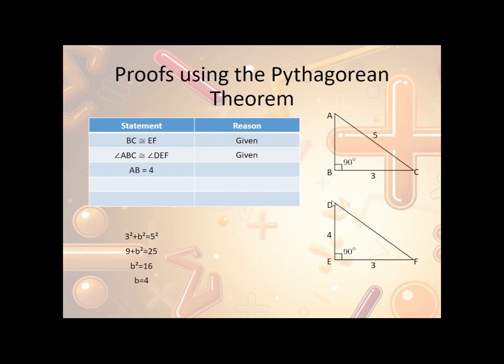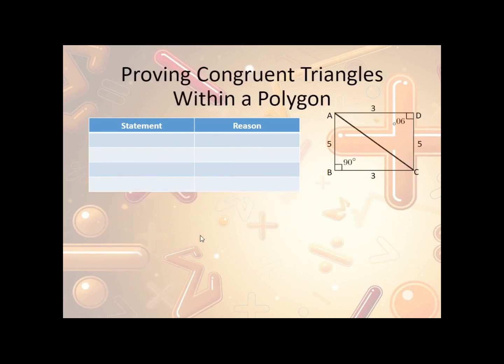Well, if this is 4 and this is 4, then they are congruent. So we can say that AB is congruent to DE, and that's by the definition of congruent side lengths. Now we can say that the triangles are congruent. Triangle ABC is congruent to triangle DEF by side angle side theorem. So proving congruent triangles within a polygon.